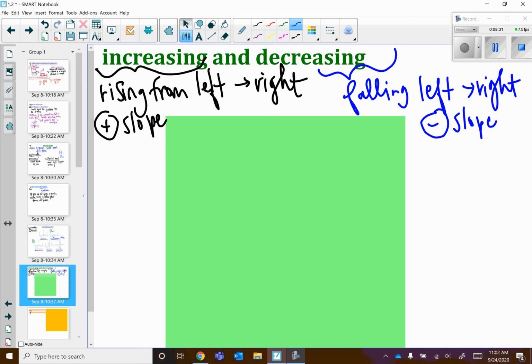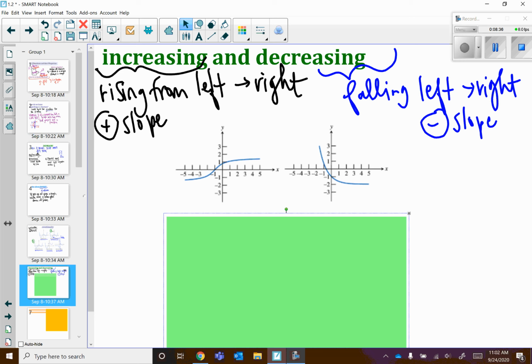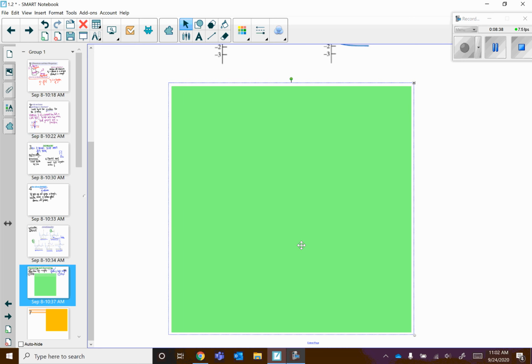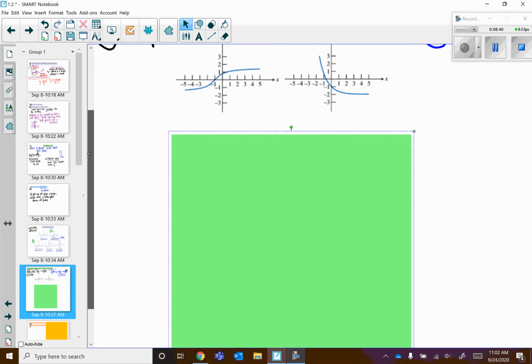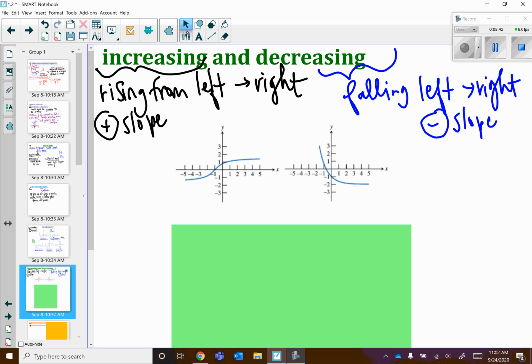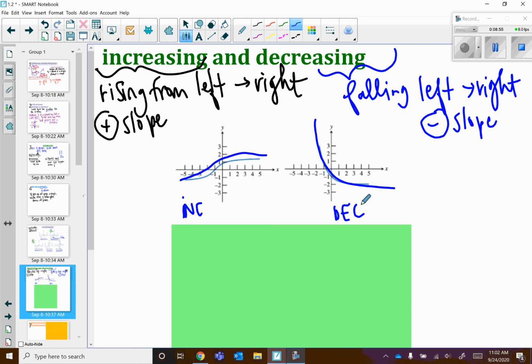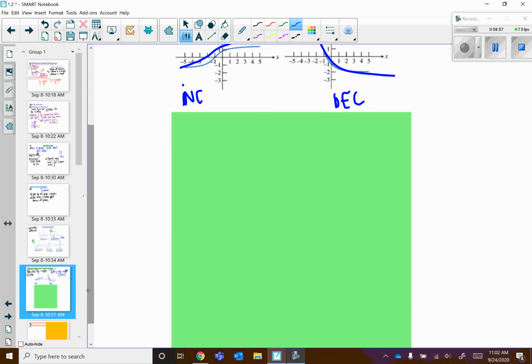So like with the last example, I'm going to show you some pictures of some functions. We'll consider these two first. This first one, we notice as I move from left to right, I am rising. So this is an increasing function. Over here, as I move from left to right, I am falling. This is a decreasing function. Sorry, my pen is not doing great right now.